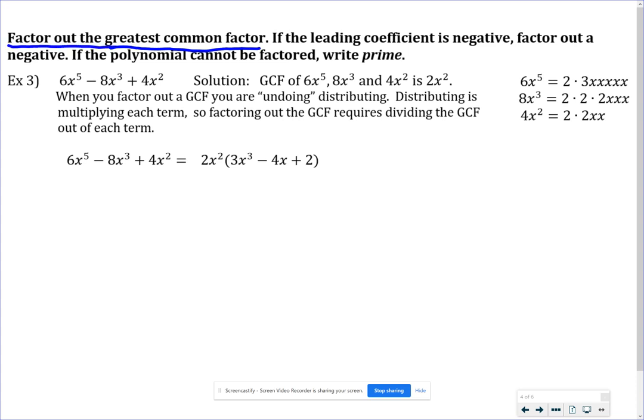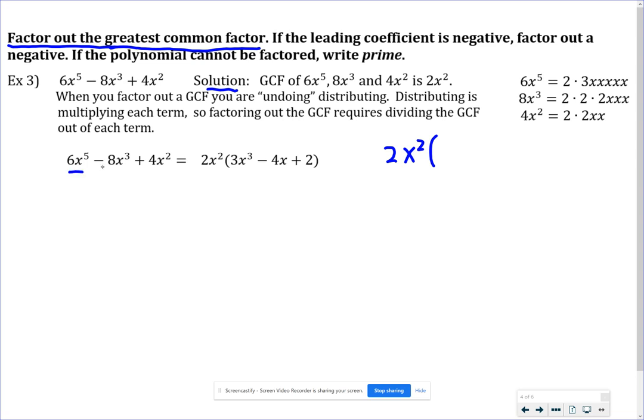So factor out the greatest common factor. So here's what we have. We have to find the greatest common factor. So we found the greatest common factor, and the work is off to the side here. Greatest common factor is 2x squared. And then when you're factoring out a GCF, you are essentially undoing the distributing property. When you're distributing, you multiply it through a parentheses. When we undistribute or factor out a GCF, we divide it out of each term.